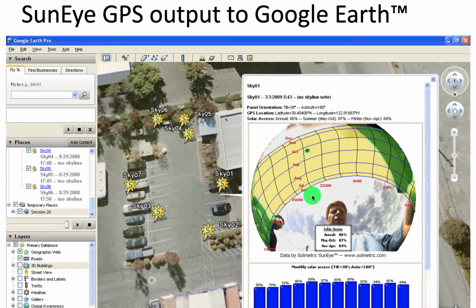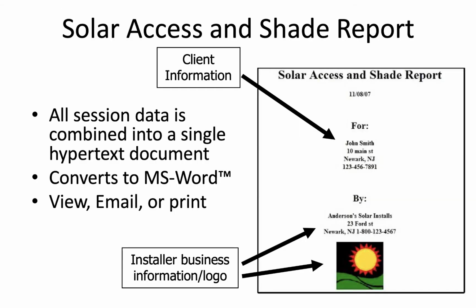So there's a guy, Peter, that used to work for Solmetric, taking a picture. Got our monthly solar access. Our annual is 86%. He can take the yellow paintbrush and get rid of that guy, and take the green paintbrush and paint in that part of the building that was reflecting so much light that the software thought that it wasn't a shadow. The Solmetric also makes a nice shading report that you can show your customers.